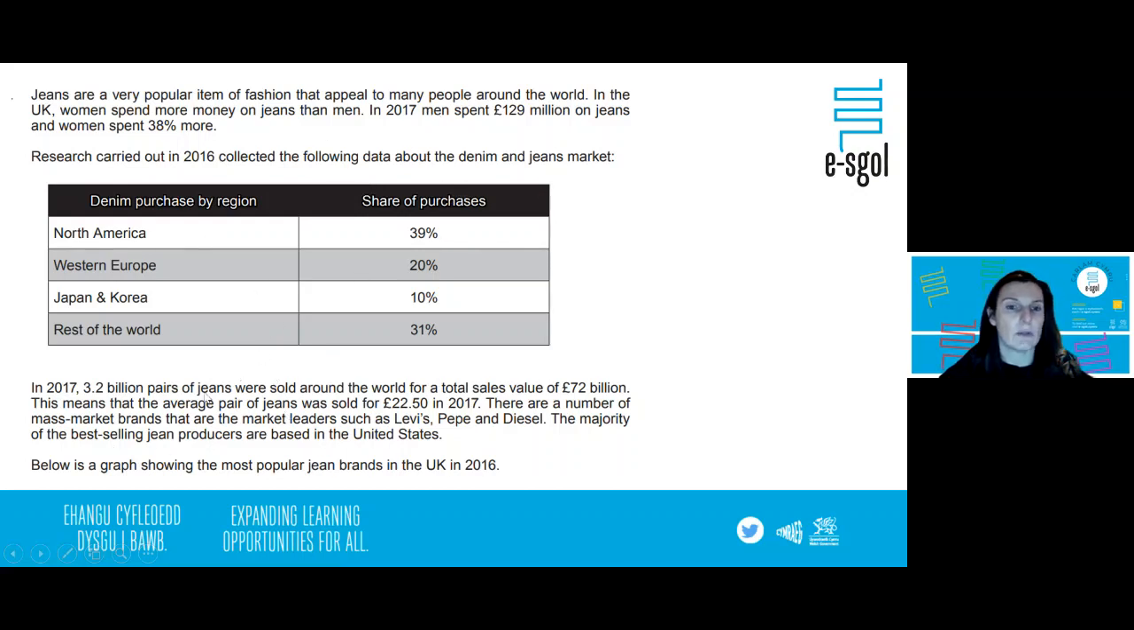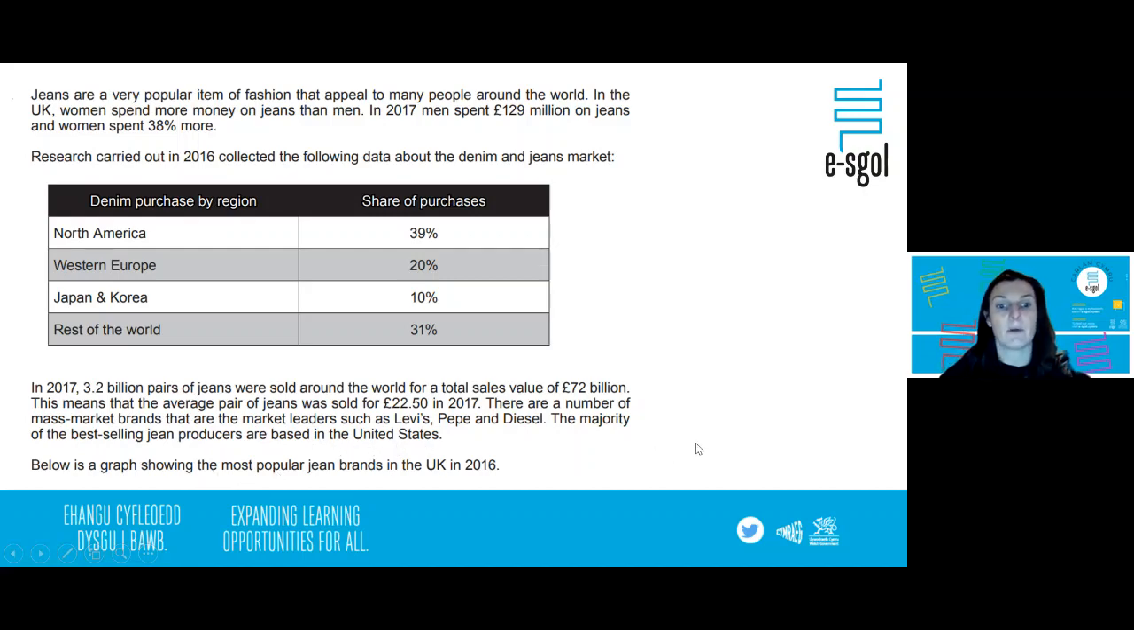Again, you might want to use that during the course of your case study. In 2017, 3.2 billion pairs of jeans were sold around the world for a total sales revenue value of 72 billion. This means the average pair of jeans was sold for £22.50 in 2017. For a number of mass market brands that are market leaders, such as Levi, Pepe and Diesel, the majority of best-selling jean producers are based in the United States.